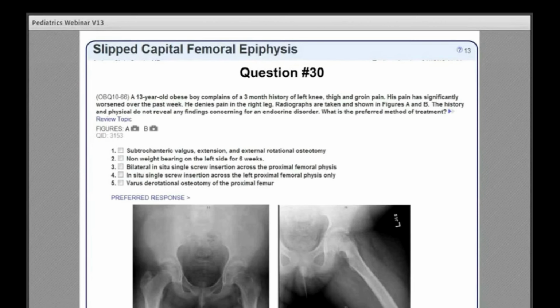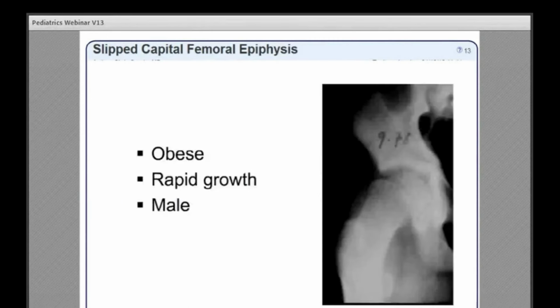So the answers they have for this question are subtrochanteric osteotomy, non-weight bearing for the left side for 6 weeks, bilateral in situ fixation, in situ single screw fixation across the left physis only, or varus derotational osteotomy of the proximal femur. Well, first let's go through some key pieces of information to know about slipped capital femoral epiphysis. It most commonly occurs in overweight males during their rapid growth spurt.